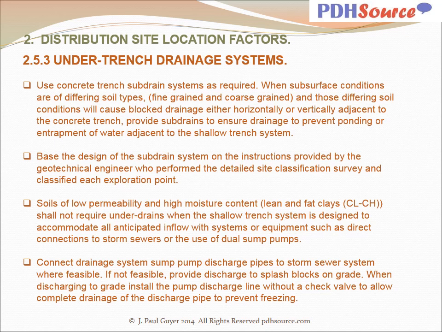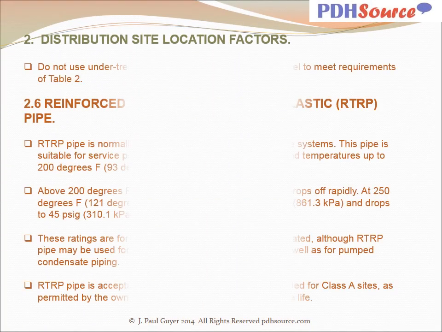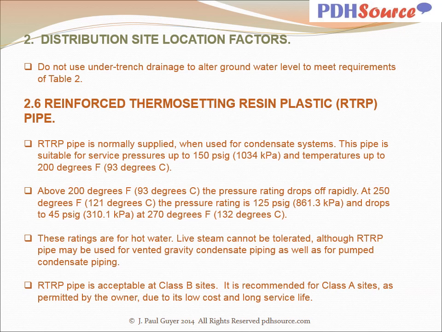If not feasible, provide discharge to splash blocks on grade. When discharging to grade, install the pump discharge line without a check valve to allow complete drainage of the discharge pipe to prevent freezing. Do not use under-trench drainage to alter groundwater level to meet requirements of Table 2.